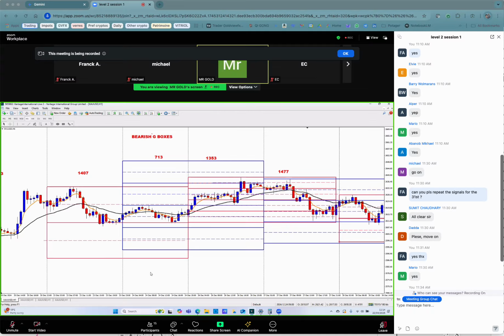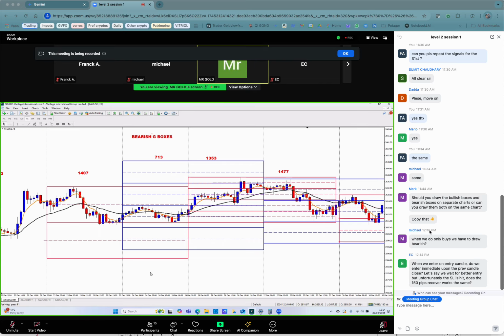When we enter on the entry candle, do we enter immediately upon the previous candle close? Let's say we wait for a better entry, but unfortunately the SL is hit. Does the 150 pip recovery work the same?